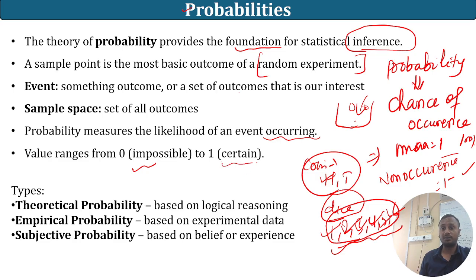But certain, 1%, it's going to be certain. Types of probability: theoretical probability, that is based upon logical reasoning; empirical probability, based upon experimental data; and subjective probability, that is based upon belief or experience. Mostly we will discuss the one based on experimental data only. We will not discuss the logical reasoning, or the belief or experience. We will mostly discuss the empirical probability itself.